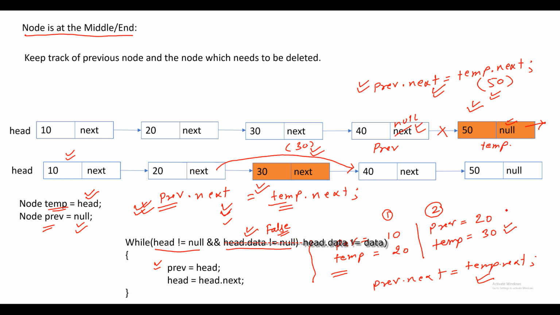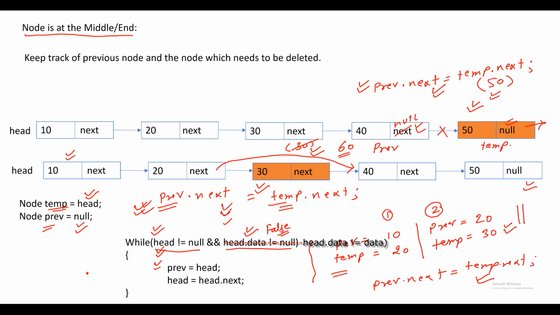There can be one more condition here, that the data which we are trying to delete is not present. So suppose instead of 30, you are getting data as 50, right? In this case, what will happen? It will reach the end and it will not find the data. So there is one more condition which we have to check: if your head or temp is equal to null, it means you have not found the data. I will show this condition in our code, and let's move to the code now and see how these things are getting executed.